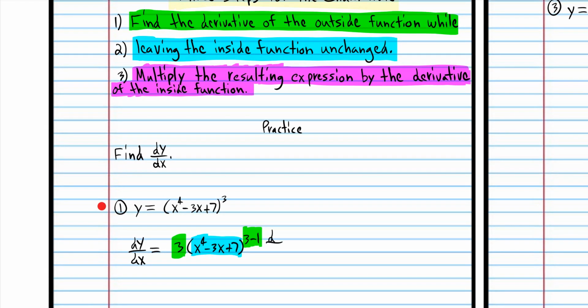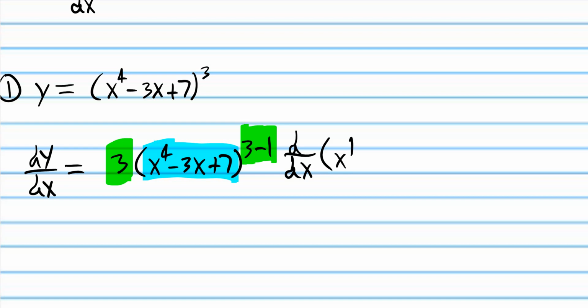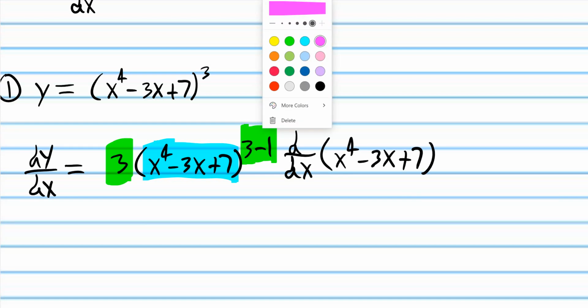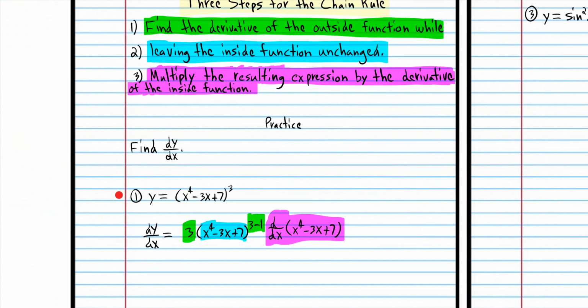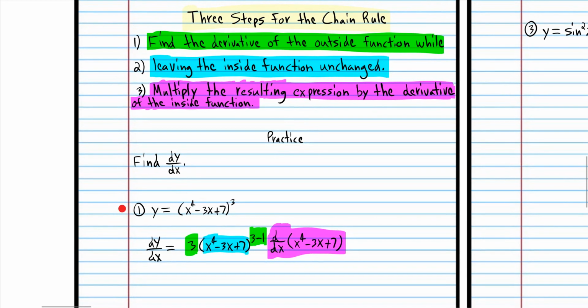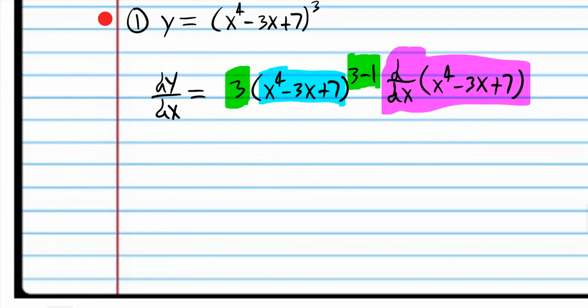The third step is we're going to find the derivative of the inside function and then multiply it by everything that we just wrote. And that's it. That's the chain rule. It's that simple. We just have to find the derivative and then simplify the expression. So you're going to be using this rule thousands and thousands of times over again. So it's very important to learn how this works.